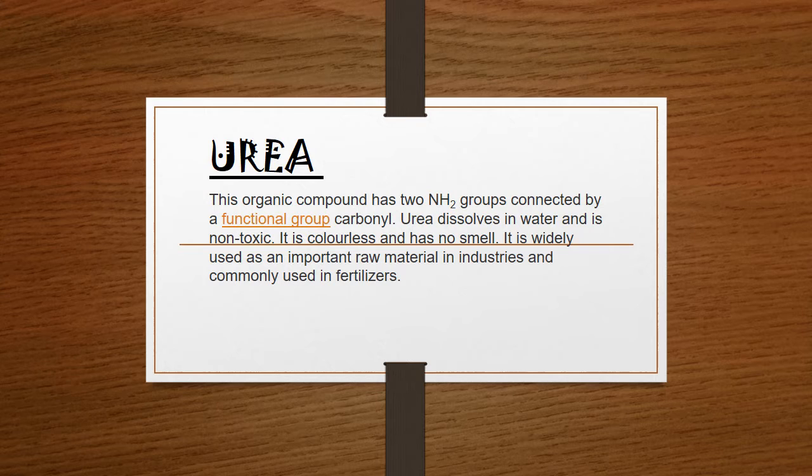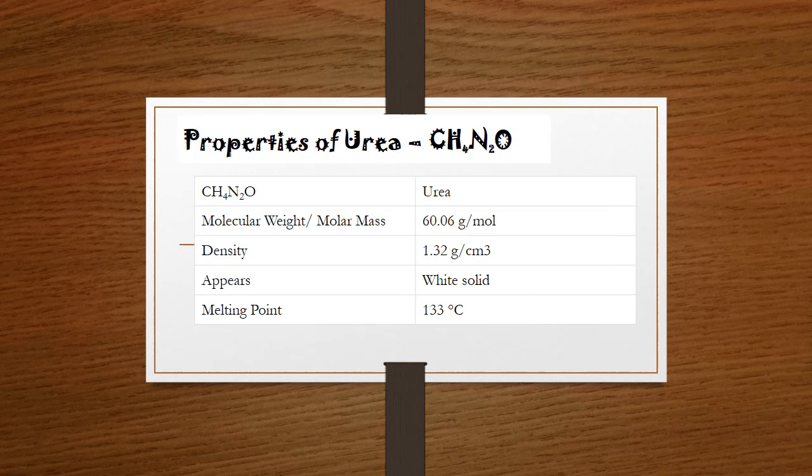Urea dissolves in water. It means urea is soluble in water and is non-toxic in nature. It may be colorless or present as a white solid, and has no smell. It is widely used as an important raw material in industries and commonly used in fertilizers.